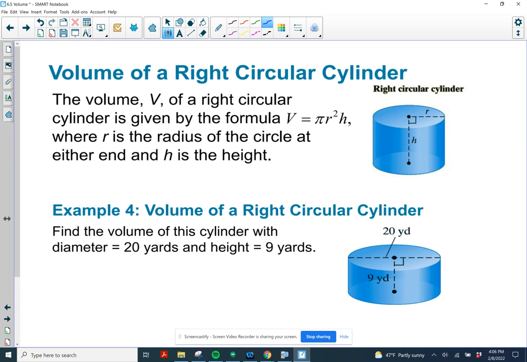Okay, so the volume of a right circular cylinder is pi r squared times h. The area of the base is pi r squared, and then we just multiply by the height. Area of the base times the height. Pi r squared h. That's a formula we might want to take note of. And the height, notice, is measured perpendicular to the base. So the volume of a right circular cylinder, let's do this example.